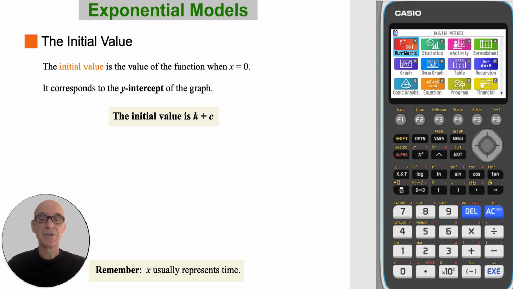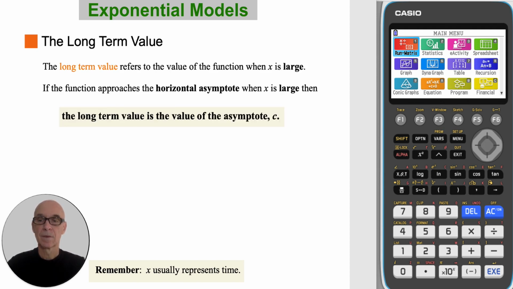The initial value is the value of the function when x is equal to 0. It corresponds to the y-intercept of the graph. So the initial value is equal to k plus c. Note that x usually represents time. The long-term value refers to the value of the function when x is large. If the function approaches the horizontal asymptote when x is large, then the long-term value is equal to the value of the asymptote, c.